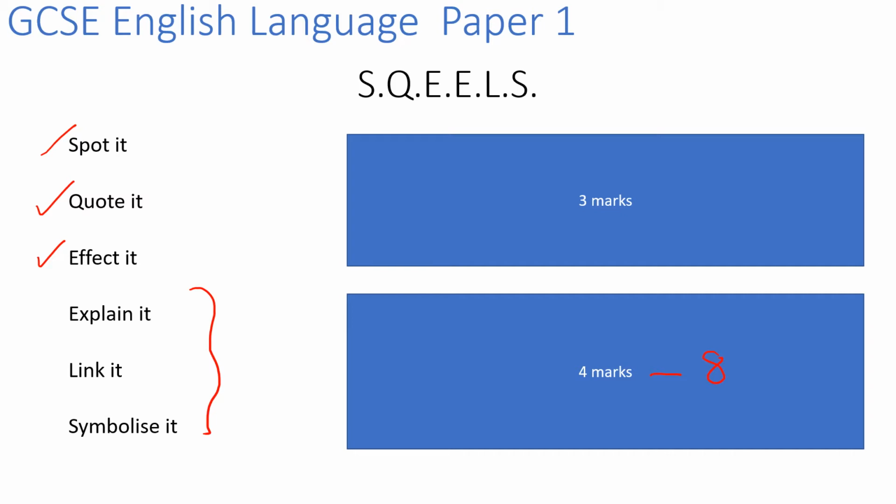gets you 3 marks. If you can explain why the writer has used that technique, if you can link it to something else that's happening in the story, and you can use it to talk about the symbolism, then you're on track for getting more than half marks. And as a guide, half marks is usually a grade 4. So the more marks you get, the closer you are to a grade 9.